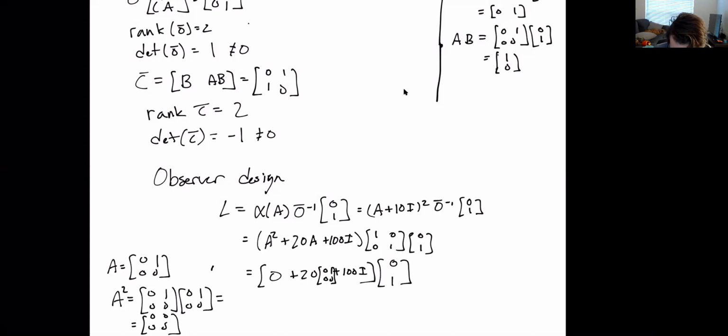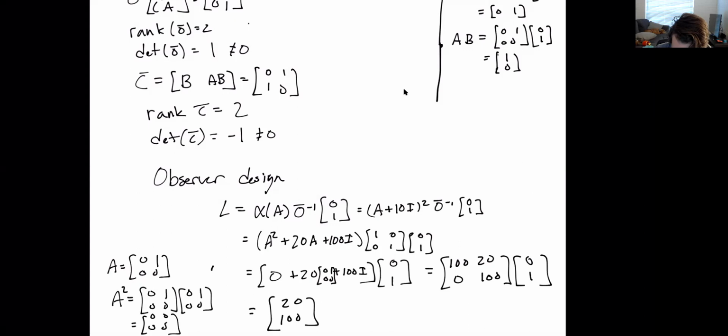All right, so now this means that we have [100, 20; 0, 100] times 0, 1, which means that we get L is equal to 20 and then 100. So now we have a gain for our observer. Okay, so now what about the gain for our controller? Let's look at the controller Ackermann's formula.